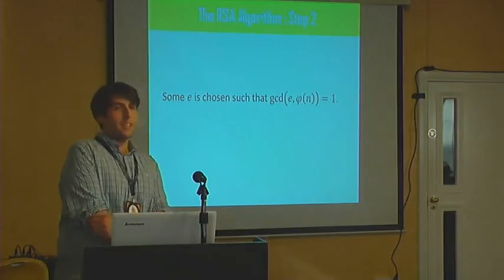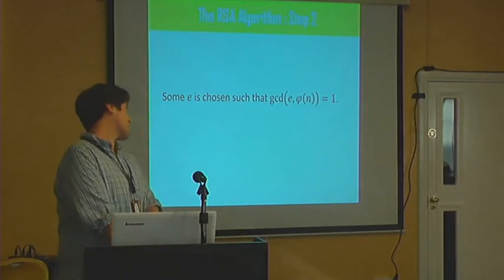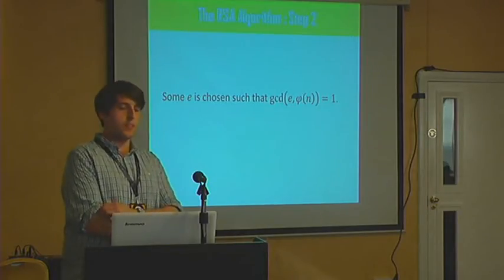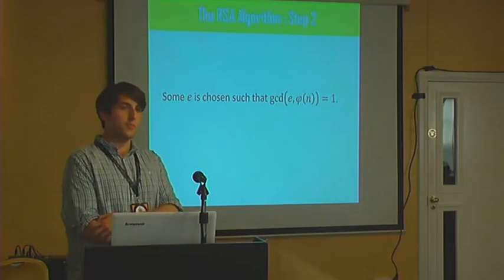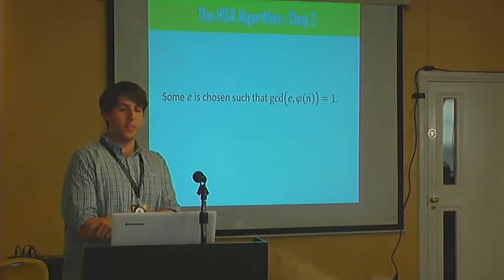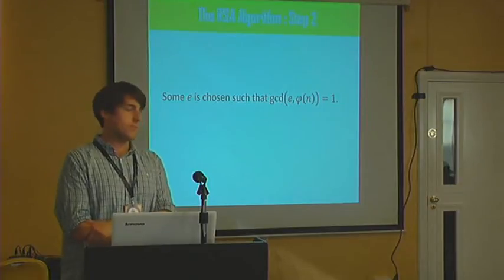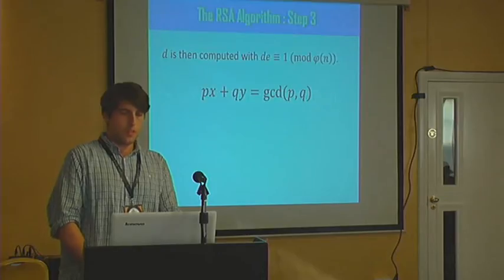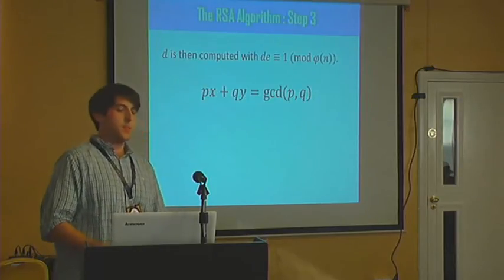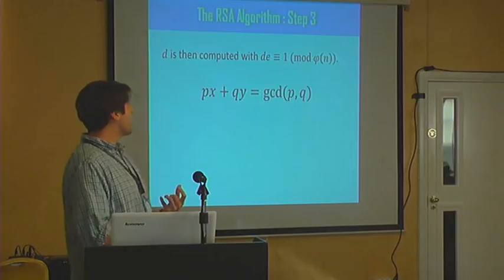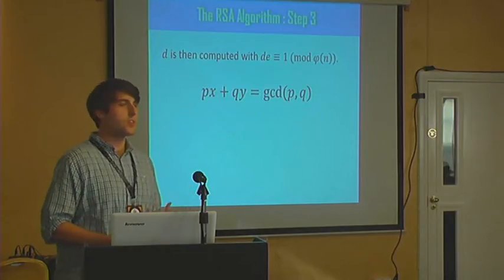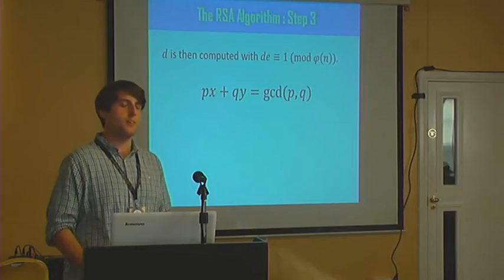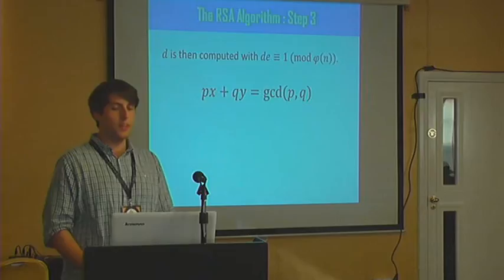Now we need to find some number e, which is co-prime to the totient function of n. The way that I do this, anyway, is just let Python produce a random value for e, then increment e until we arrive at some such number which is co-prime to the totient function of n. Once we have e, we now need to find some number d such that its product with e is congruent to 1 mod phi of n, or in other words, de divided by phi of n leaves a remainder of 1.